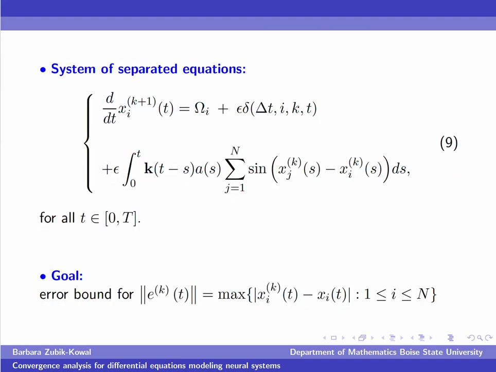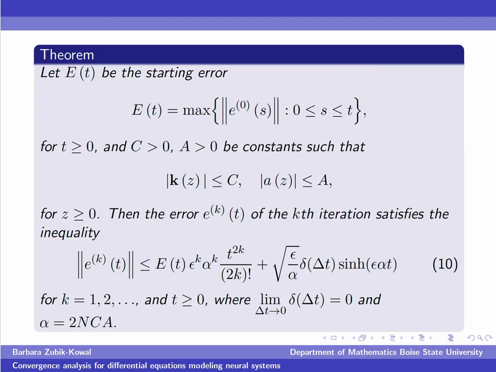So system 8 can be written in form 9, and the successive iterates x_i^k(t) are solutions of system 9 involving the error denoted by the little delta. So the goal now is to derive an error band for the maximum norm, denoted by the double vertical bar and defined as the maximum over all indices i from 1 to n. This error band is presented in this theorem.